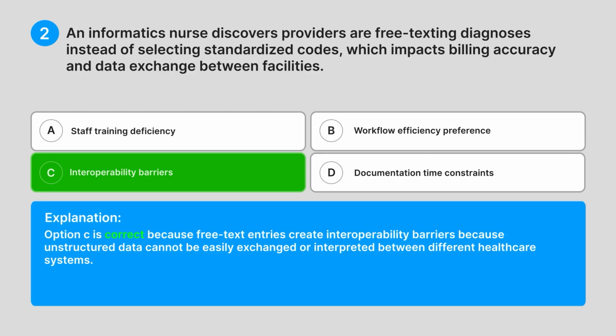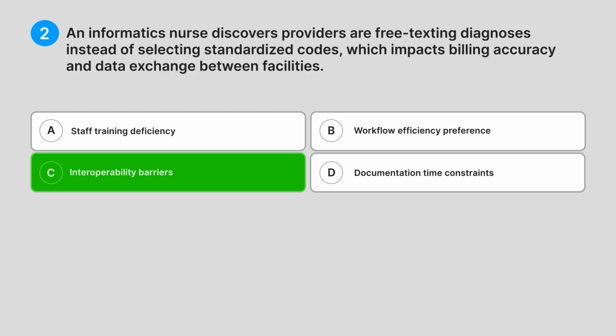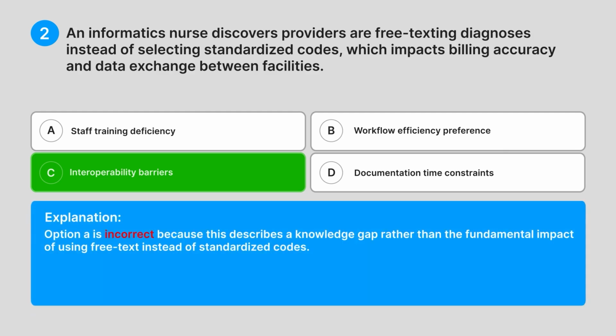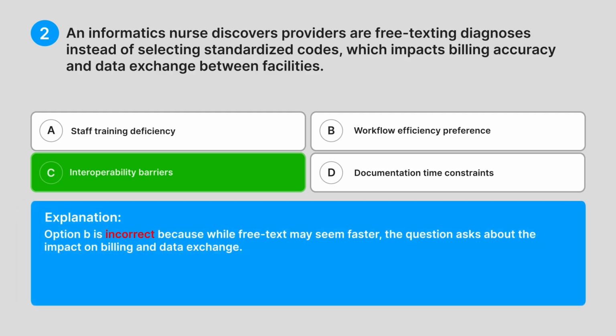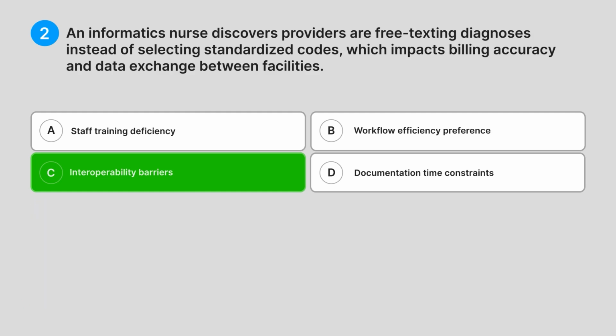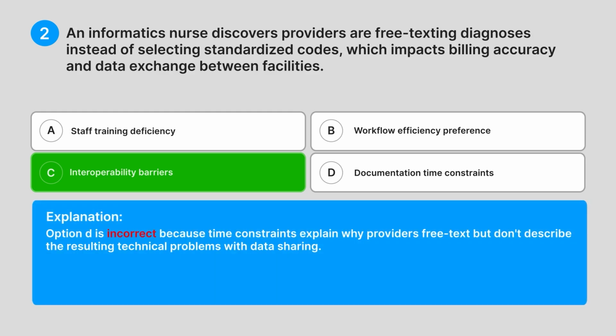Explanation. Option C is correct because free text entries create interoperability barriers because unstructured data cannot be easily exchanged or interpreted between different healthcare systems. Option A is incorrect because this describes a knowledge gap rather than the fundamental impact of using free text instead of standardized codes. Option B is incorrect because while free text may seem faster, the question asks about the impact on billing and data exchange. Option D is incorrect because time constraints explain why providers free text, but don't describe the resulting technical problems with data sharing.